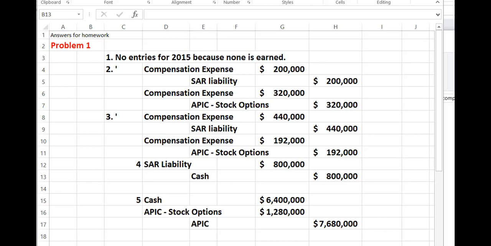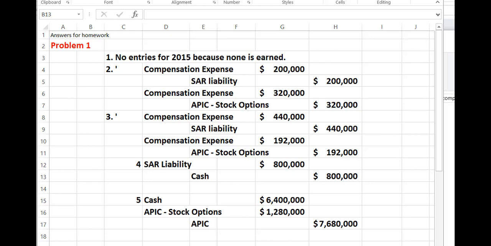Most of the time, these two types of plans will start out with no journal entry because at the time that they are established, there is nothing earned and therefore there is nothing to record. And so typically at the beginning of these plans, there is no journal entry. But after a year, things have changed and we need to record some of that.